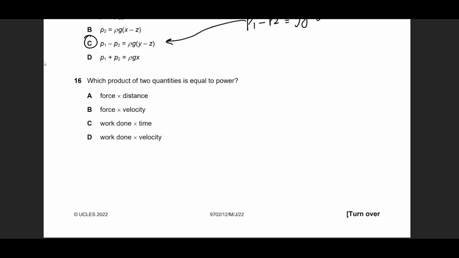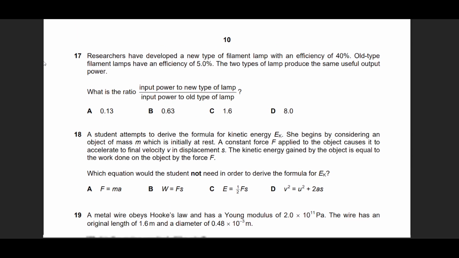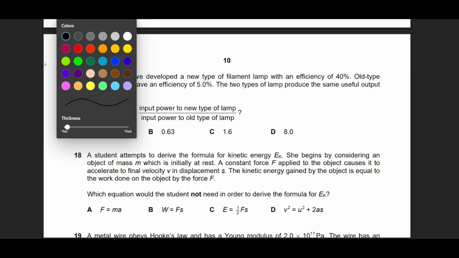Question number 16, he says what's equal to power? So power is equal to force into velocity, which is a very common formula. Straightforward. Question number 17, this is a bit tricky, but only in terms of maths, so no need to worry about it.